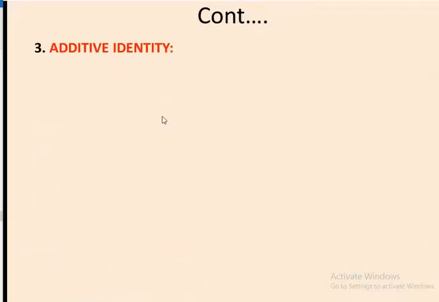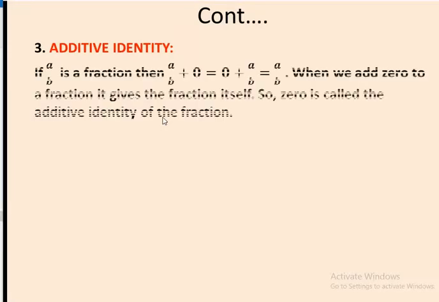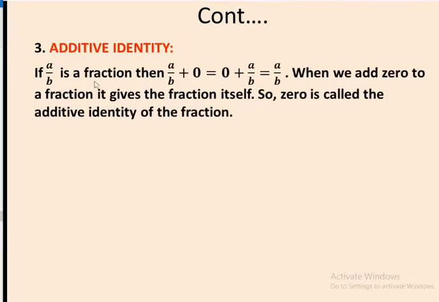Then additive identity. What does this identity say? If a upon b is a fraction, then a upon b plus 0 is equal to 0 plus a upon b, which is equal to a upon b. It means if we add 0 to any fraction, it will not affect its result. We will get the same fraction as a result. When we add 0 to a fraction, it gives the fraction itself. So 0 is called the additive identity of fractions.